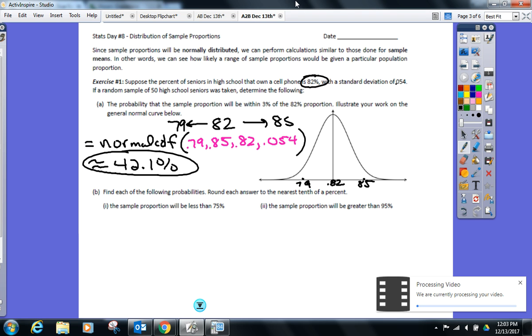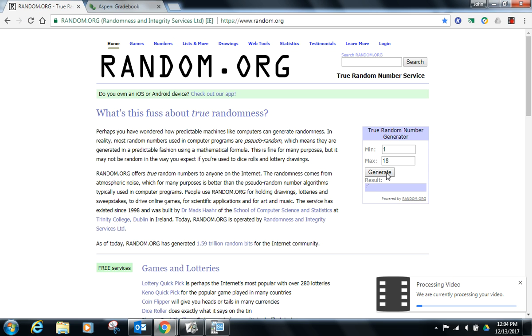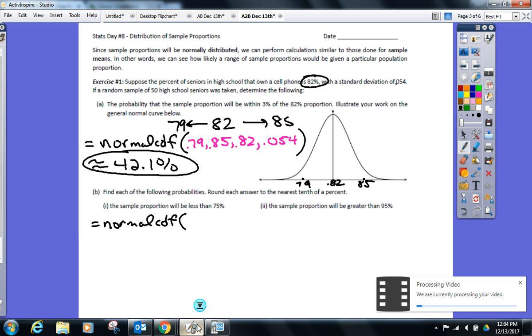Tell me what you plugged into the normal CDF for the sample proportion less than 0.75. Less than 0.75, what are you plugging in here? So what's your lower bound? E99. Upper bound? 0.75. Mean? 0.82. And then standard deviation, 0.054.